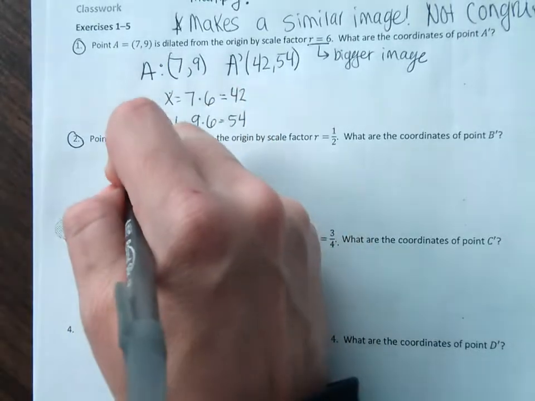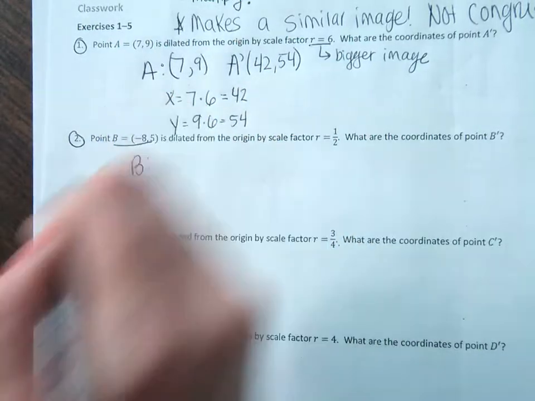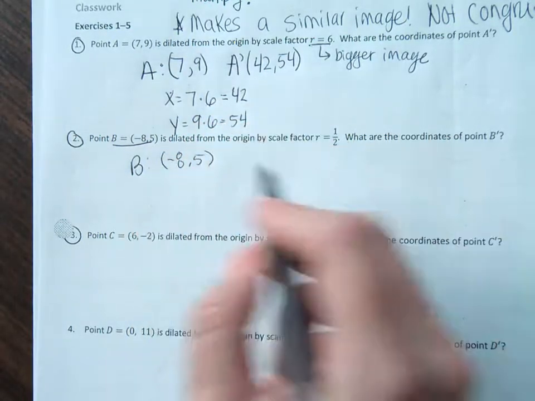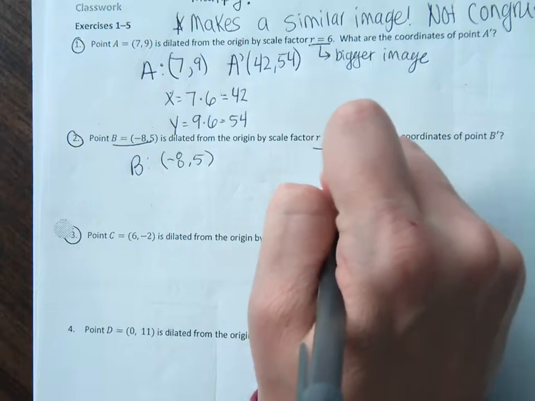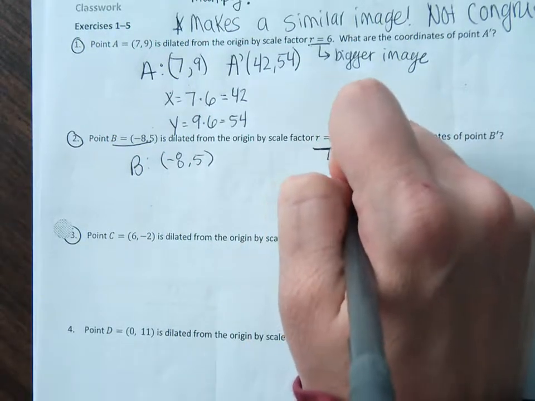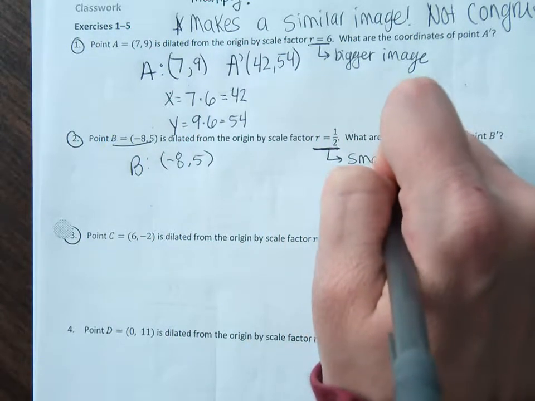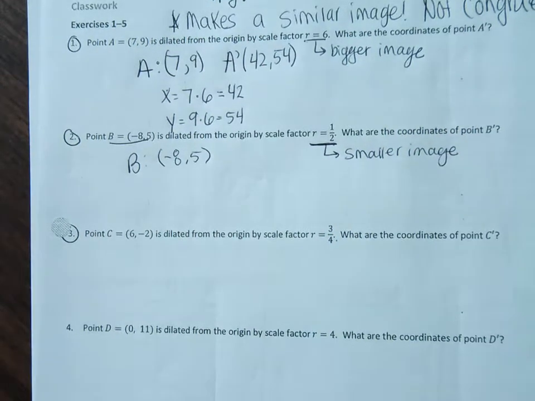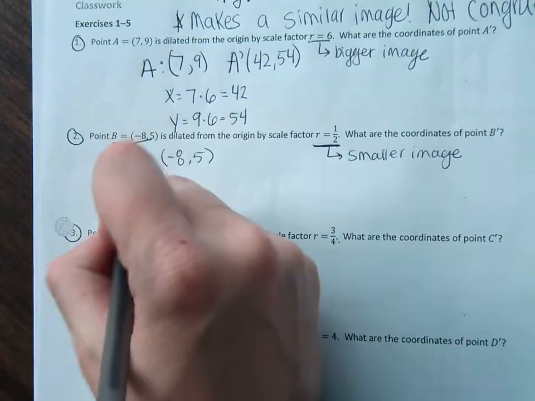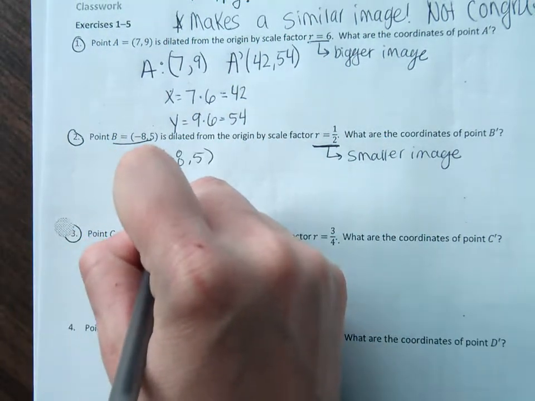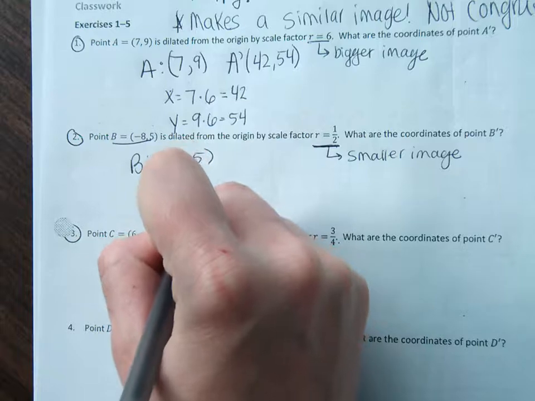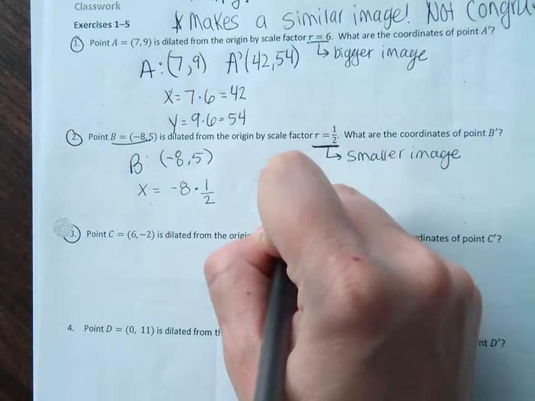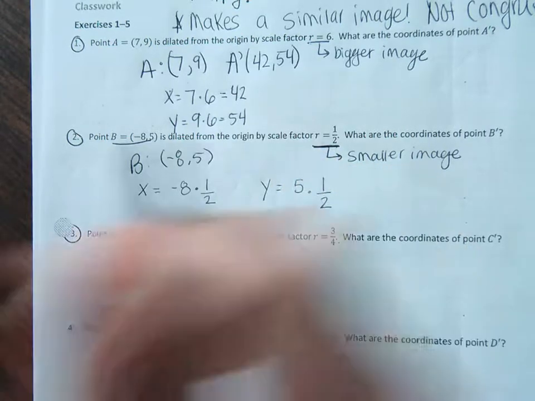Point B is located at -8, 5 and is dilated from the origin by a scale factor of 1/2. So that means this one's going to become smaller because the scale factor is less than 1. So we have our x coordinate, which is -8, and we're going to multiply that by 1/2. We have our y coordinate, which is 5, and we're going to multiply that by 1/2.